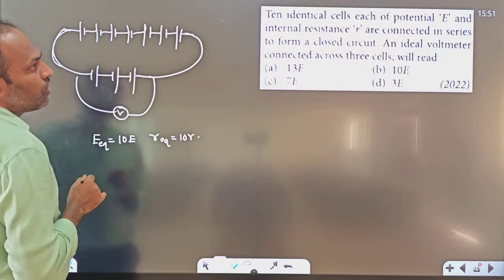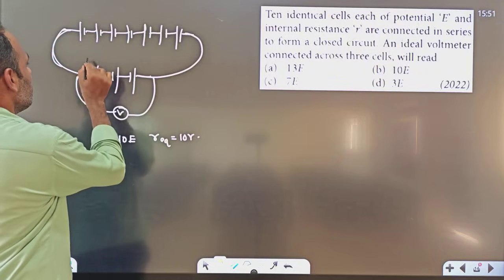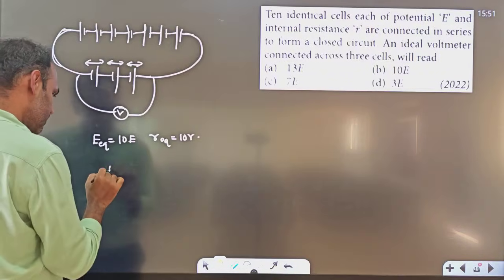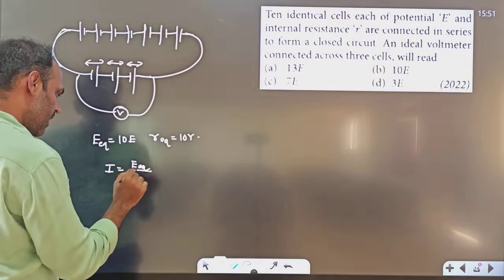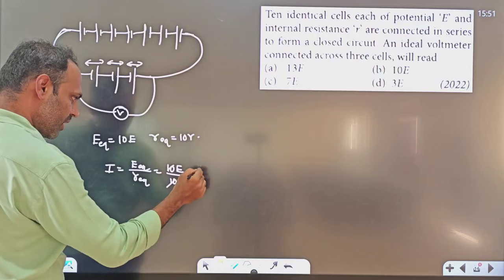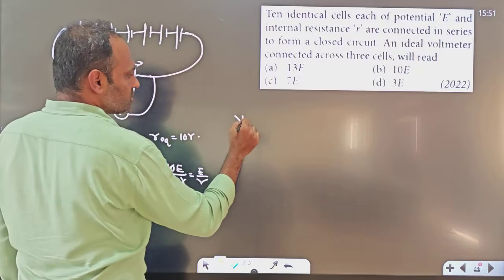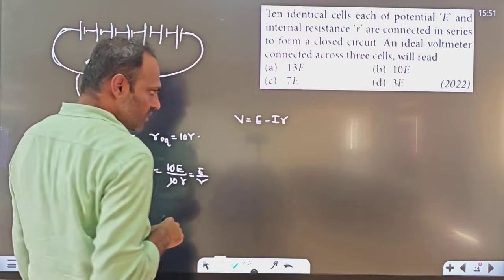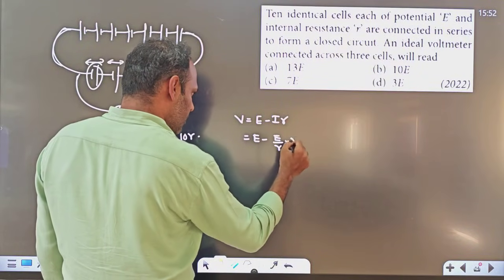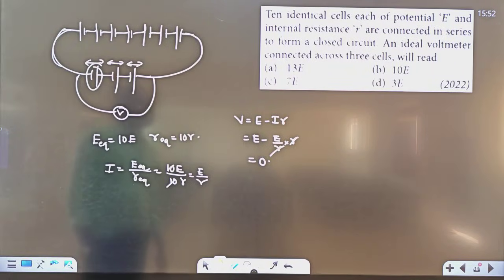So here, first calculate how much the current is. They ask for the ideal voltmeter reading, so you have to calculate the terminal potential difference across each. First, the current I equals E equivalent divided by R equivalent. So 10E divided by 10R gives you E divided by R. This much is the current. Now calculate the terminal potential difference of one battery: E minus IR. So this will be E minus E divided by R into R. R gets cancelled, E minus E gives 0. Okay, it does not come to 0.